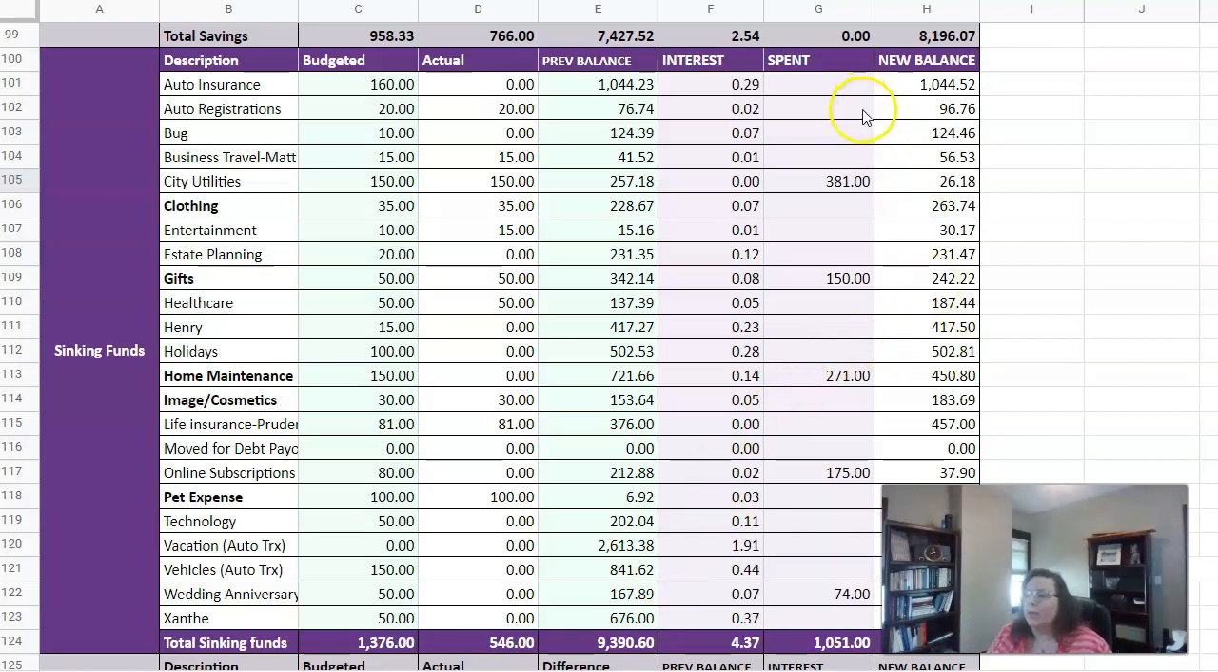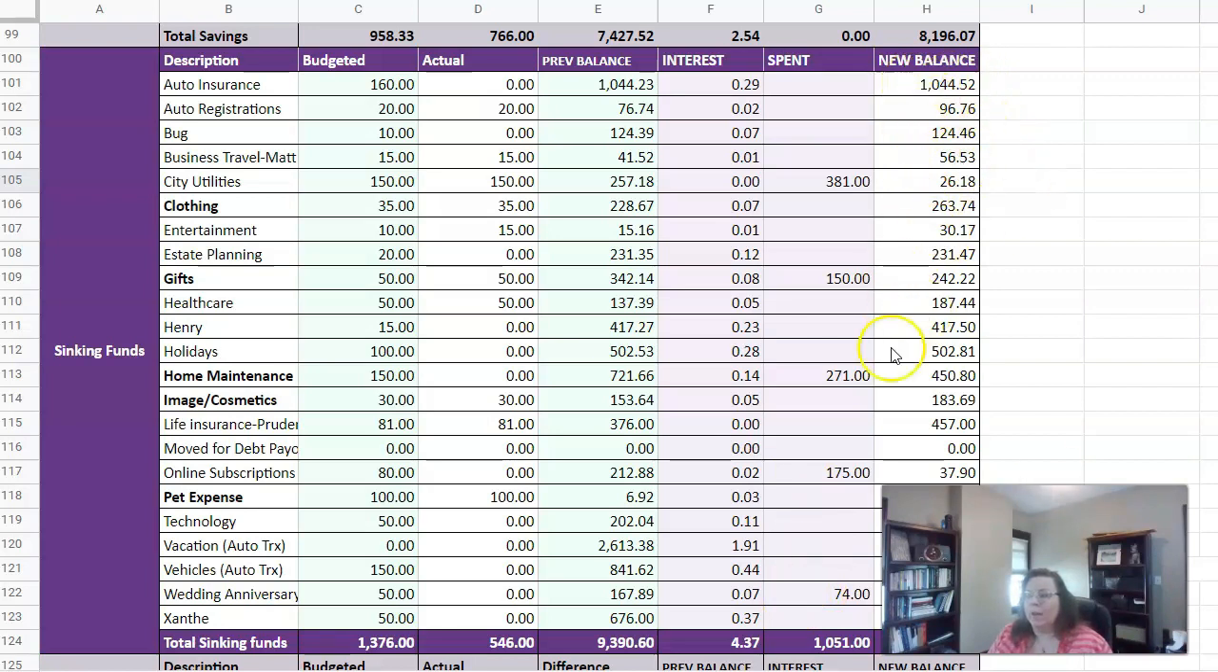So let's go over here and look at what we spent, like what we actually pulled out of our sinking funds for the month. And 1,051 was one of the line items in our income up top. So this is what that's comprised of. We pulled 381 out of the city utilities bucket. We pulled 150 out for gifts. We pulled 271 out for home maintenance. We pulled 175 out for online subscriptions, and we pulled 74 out for our wedding anniversary. And I'll just run down here really quick.